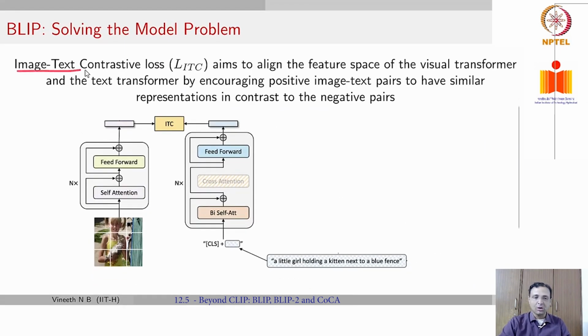Now the image text contrastive loss, or the ITC loss, is used to match the representations of the image and text pairs that are expected to match and push away the representations of image and text pairs that are not expected to match, which means you provide your positive and negative pairs as input in a given batch to be able to compute the image text contrastive loss. This is like many other similar methods that align image and text embeddings.